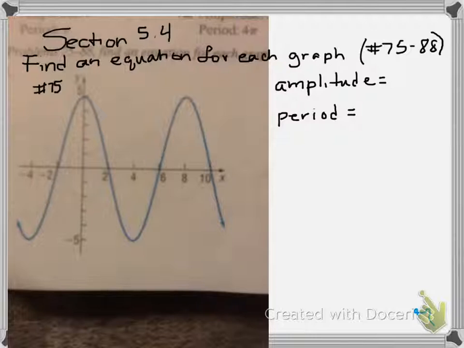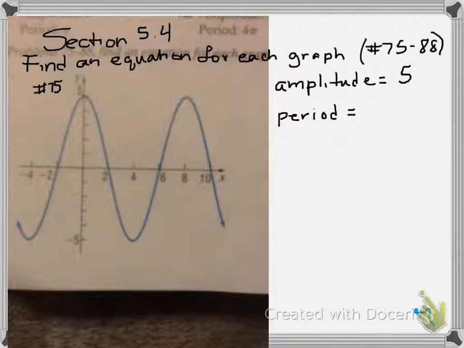First of all, you want to identify the amplitude, and this is number 75. When I look at number 75, the highest it's going to go is 5. So that means that my amplitude has to be equal to 5. That's easy enough because it goes as high as 5. The next thing I want to find is my period.